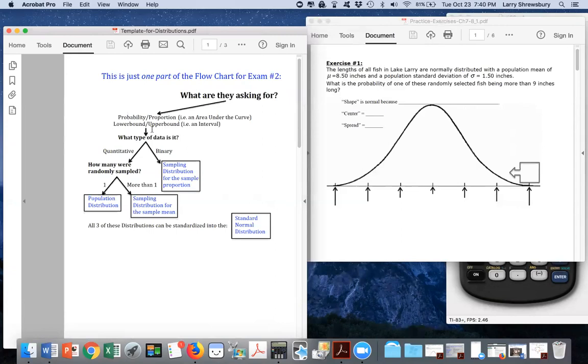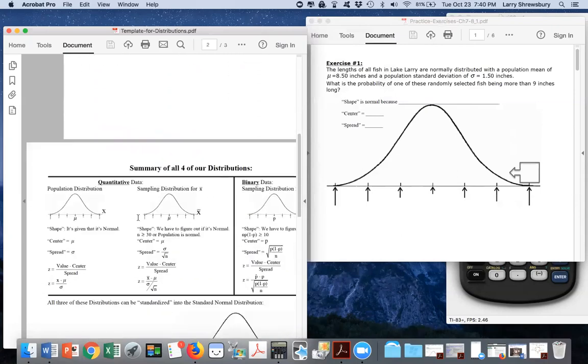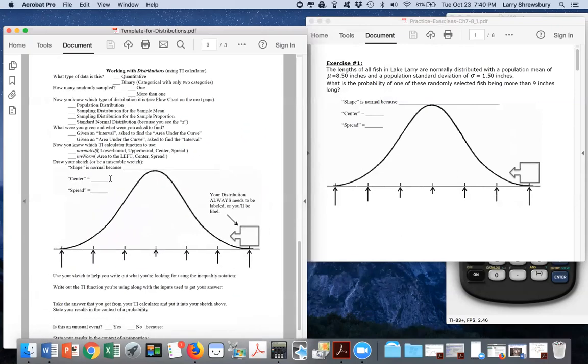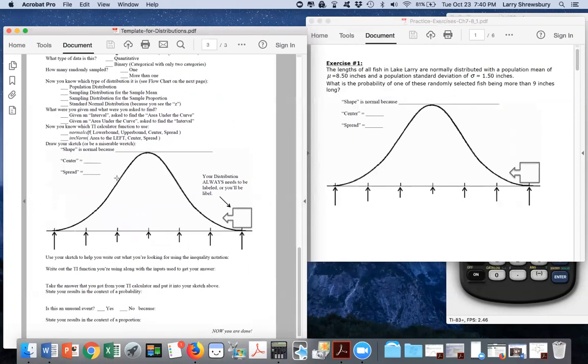And we're measuring length, so that's quantitative. Last question. Was one or more than one randomly selected? One. So that's how you know it's a population distribution. Pretty straightforward stuff then. Now it's just what's given. So let's just go through this little process here and fill this little thing out.